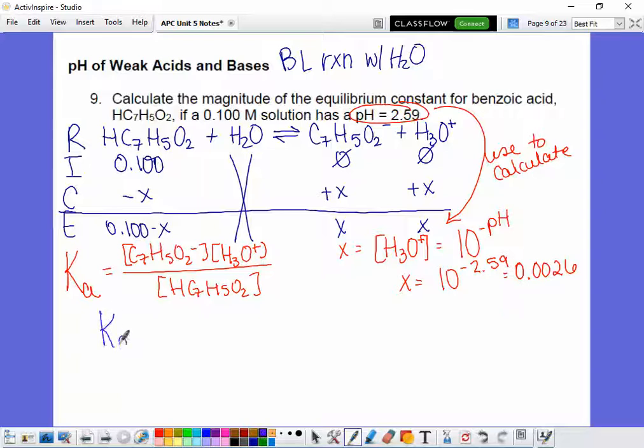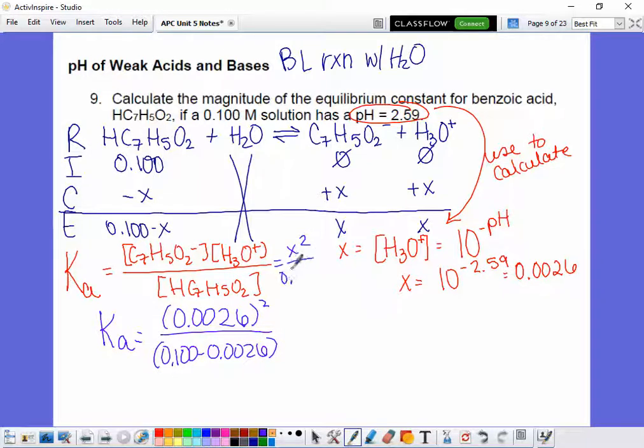So now we know x, we can plug that in for everything else, right? So Ka is 0.0026 squared over 0.100 minus 0.0026. Because this is x squared over 0.1 minus x, and I'm plugging in for x. Yeah? This should be really easy. I'm assuming that the looks I'm getting right now are because this is really easy. And what do you get as your Ka?